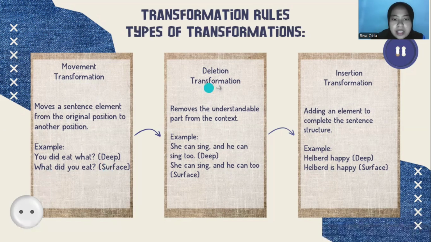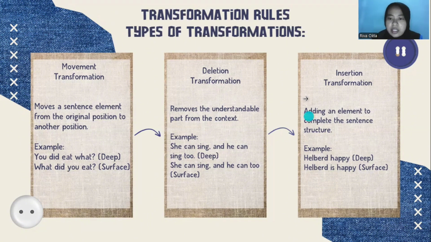Deletion transformation removes the understandable part from the context. Example: "she can sing and he can sing too" becomes, if I switch to surface structure, "she can sing and he can too."